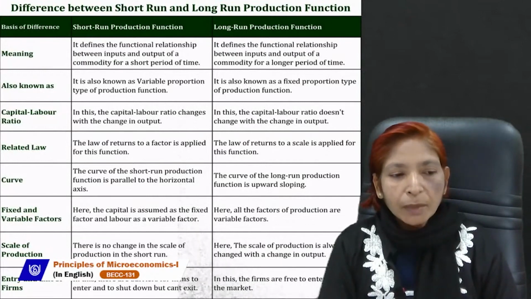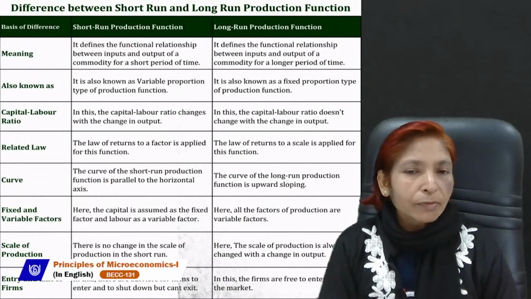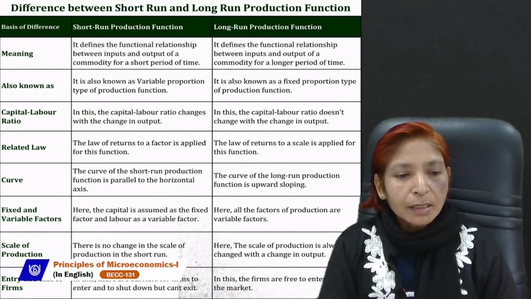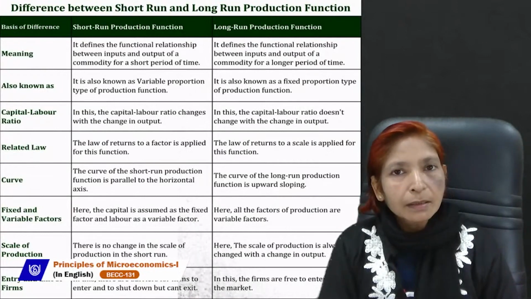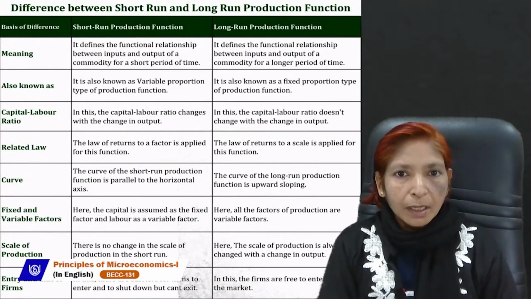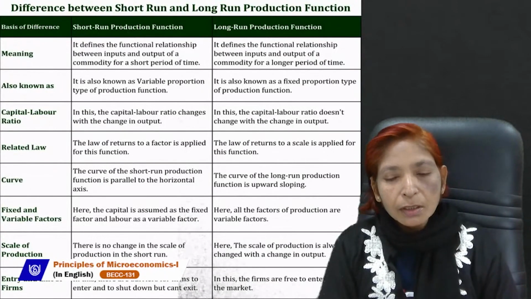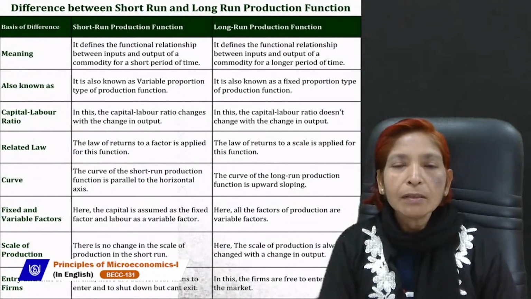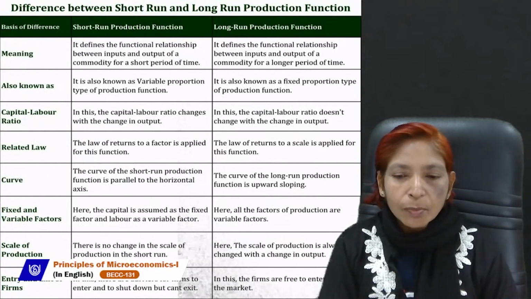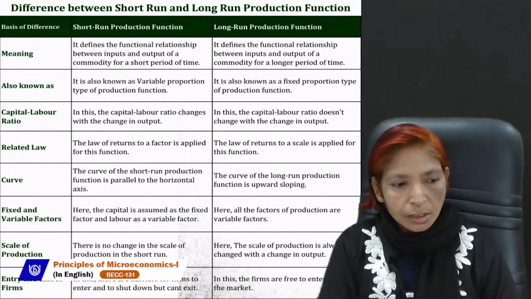Next is fixed and variable factor. In short run, fixed factors remain fixed. Variable factors remain variable. Here capital or land, we assume that it's a fixed factor and labor is a variable factor. And in long run production function, all the factors of production are variable. All the factors of production can easily change.